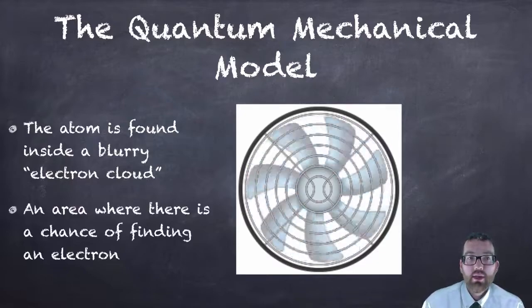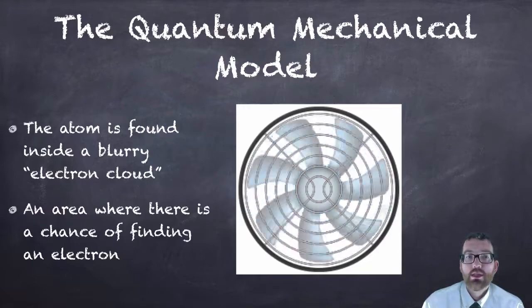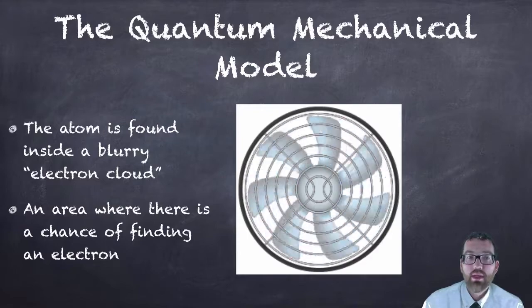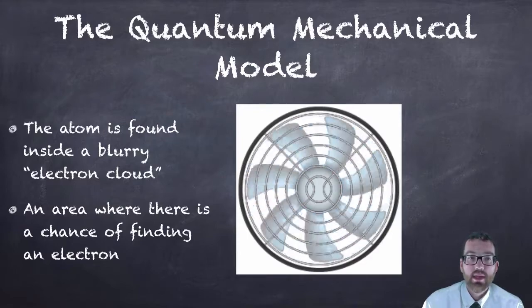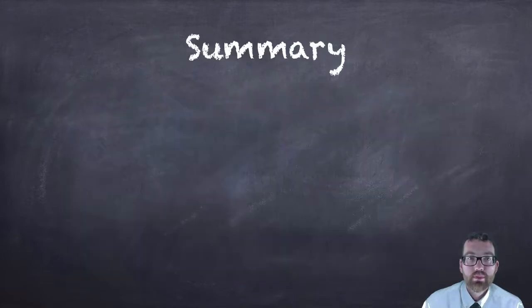There's an area, we call it the electron cloud, and according to Schrödinger's equation, this is just where there is a high probability of finding an electron in that space. So this is an artist's representation of the electron cloud. You can see the nucleus in the middle, and the spherical space around it is just where you have a higher probability of finding an electron.